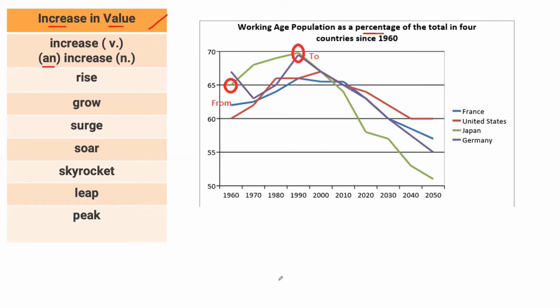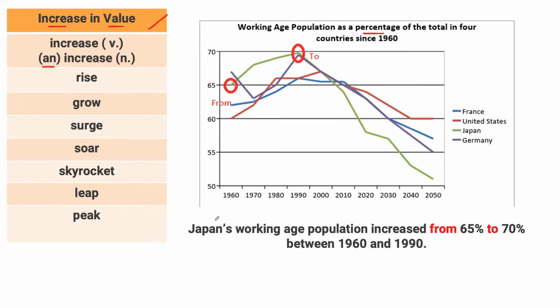So let's look here at the bottom for a couple of examples. First off, we see Japan's working age population increased. So we see increase as a verb, increased from 65% to 70% between 1960 and 1990. So this is very simple. We're using increase as a verb, and of course we have our lovely from and to. So we know the starting point is 65 and the end point is 70. So the prepositions from and to are perfect to describe this increase.